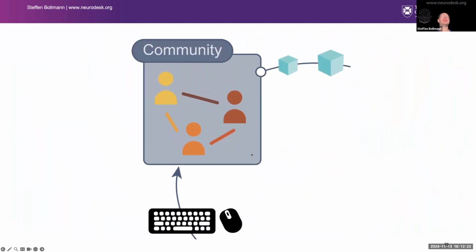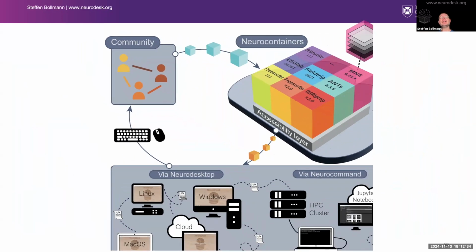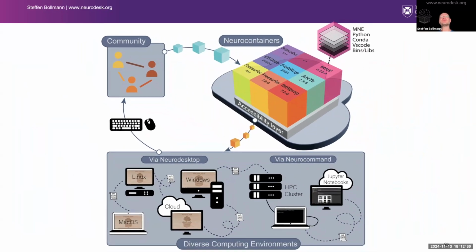And then the community uses that, interacts with the system, but also finds problems, bugs, and then reports back and contributes new containers, new things that people want to use in the system. And that's really the ecosystem that we've built.